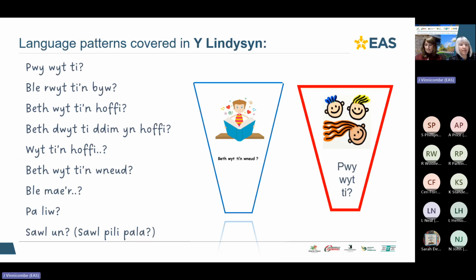As mentioned earlier, Y Lindysyn is based on the sentence patterns from the Continuum and the Foundation Phase Fans. On this slide, you can see which fans and sentence patterns are included. So we've got pwy wyt ti, ble rwyt ti'n byw, beth wyt ti'n hoffi, beth dwyt ti ddim yn hoffi, wyt ti'n hoffi, beth wyt ti'n wneud, ble mae'r, pa liw, sawl un.